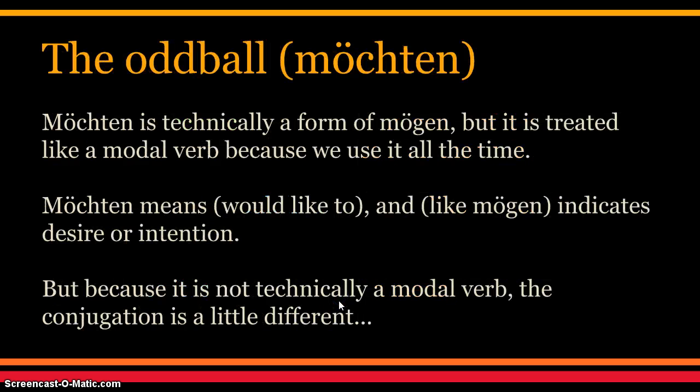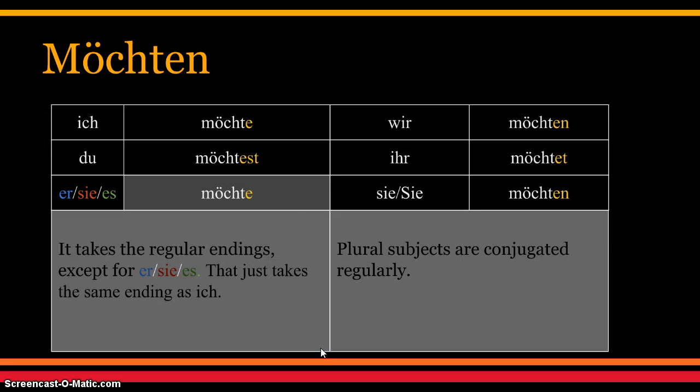Last one, the oddball, möchten. Möchten is technically a form of mögen, but it's treated like a modal verb because we use it all the time. Möchten means would like to, and like mögen, indicates desire or intention. But because it's not technically a modal verb, the conjugation's a little different. So ich möchte, du möchtest, good so far. Sie es möchte. So sie es form takes the same as ich. So it's möchte. It doesn't take a T ending.